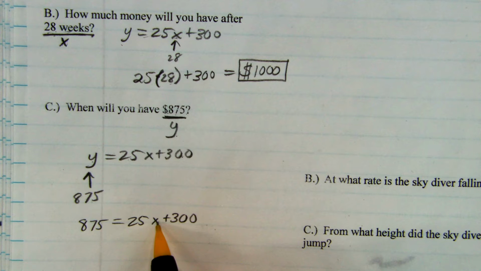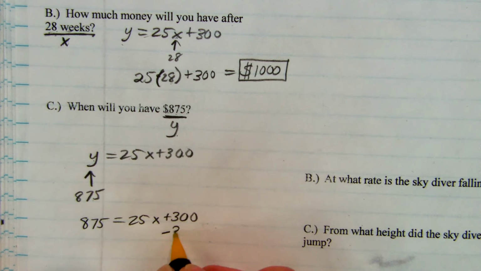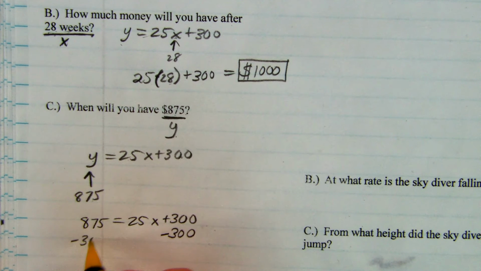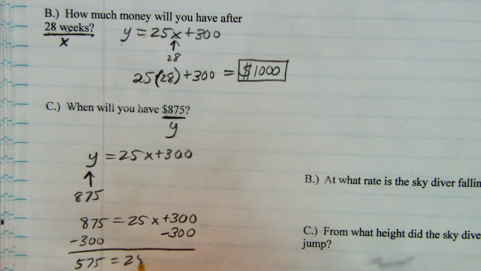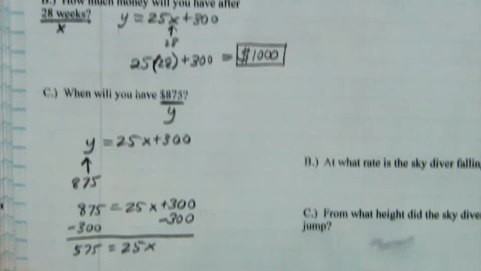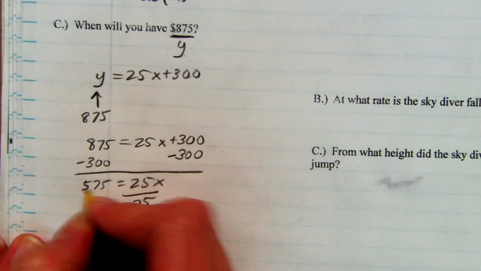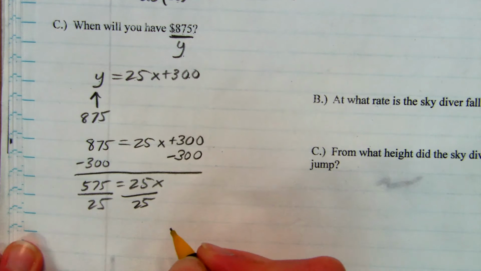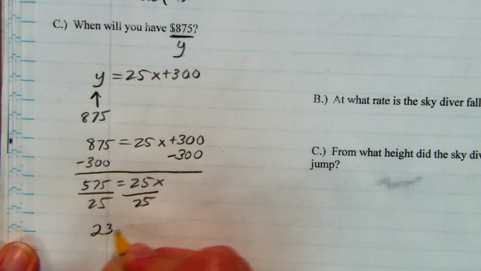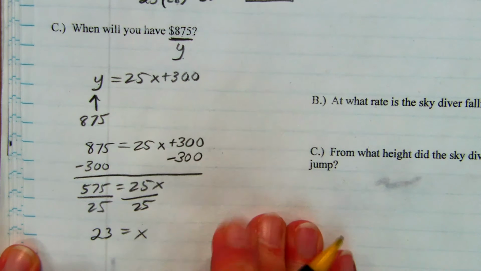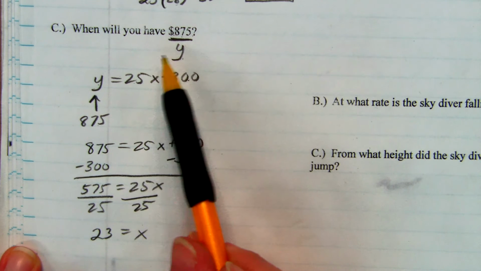What did you subtract? 300. You would subtract 300. Good job. So subtract 300. We'll get 575 equals 25x. And then we scooch this up. We would divide by 25. And that gives us 23. So it's asking us, when will you have this?